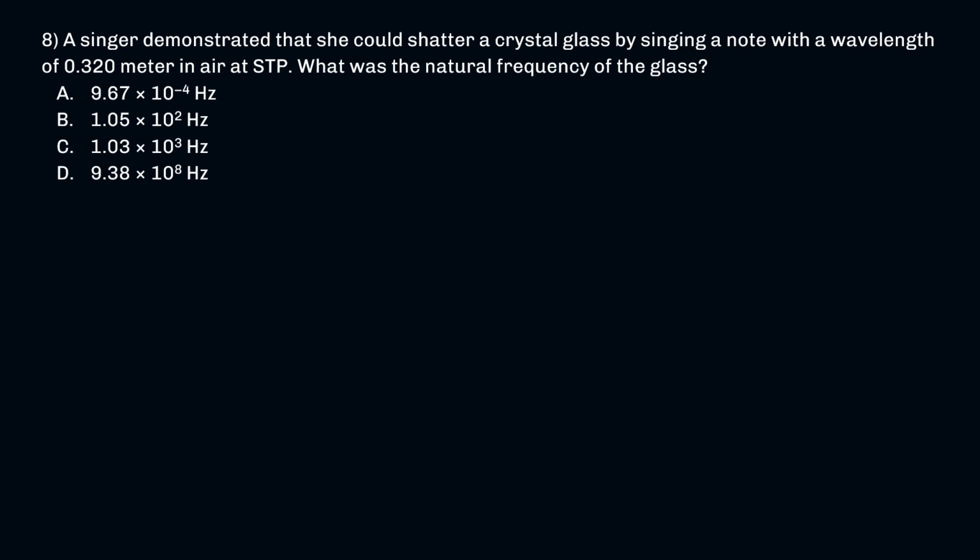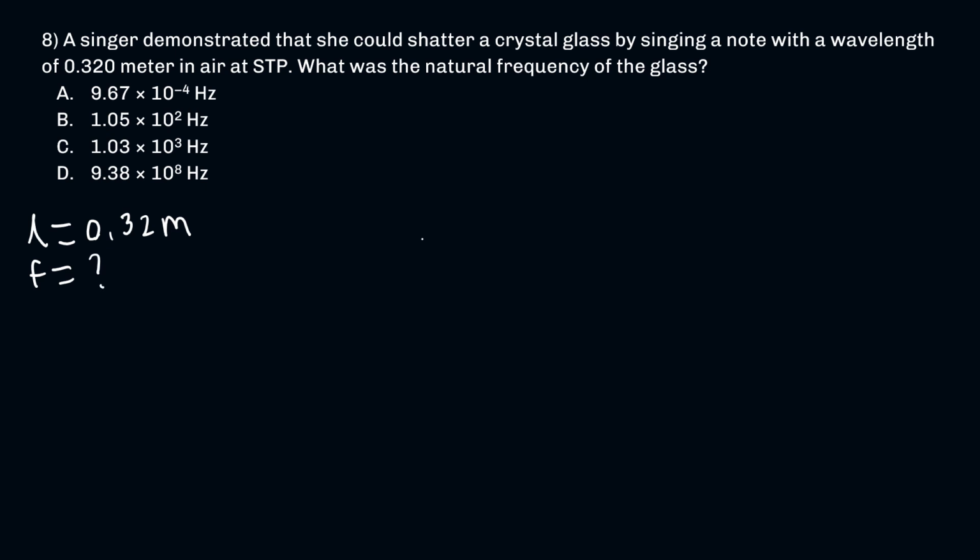So what we have here in the question, the first thing I see is a wavelength of 0.320 meters. If I look on the reference table, what is wavelength? Wavelength is lambda. So I put in here wavelength is going to be equal to 0.32 meters. What I also have here is in air at STP. I'm going to come back to that in a second because that's going to be important, but I'm going to move on for one moment and see here that I'm being asked to find what is the natural frequency of the glass. So essentially, what is the frequency here? So that is my question mark.